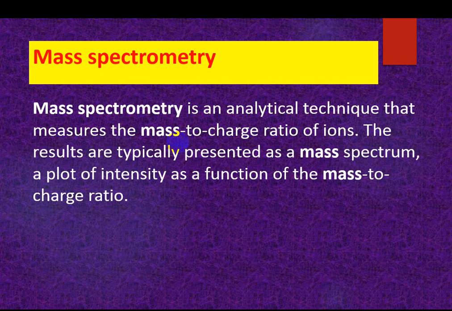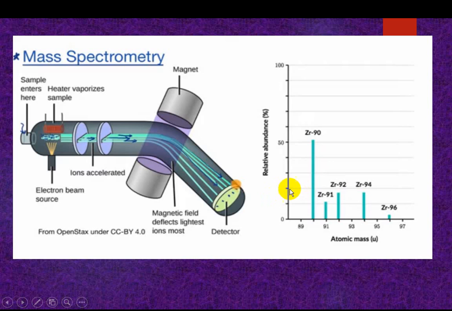Mass spectrometry is an analytical technique that measures the mass to charge ratio of ions. The results are typically presented as a mass spectrum, a plot of intensity as a function of the mass to charge ratio. This is the mass to charge ratio, and this is the relative abundance. Abundance is 100%.